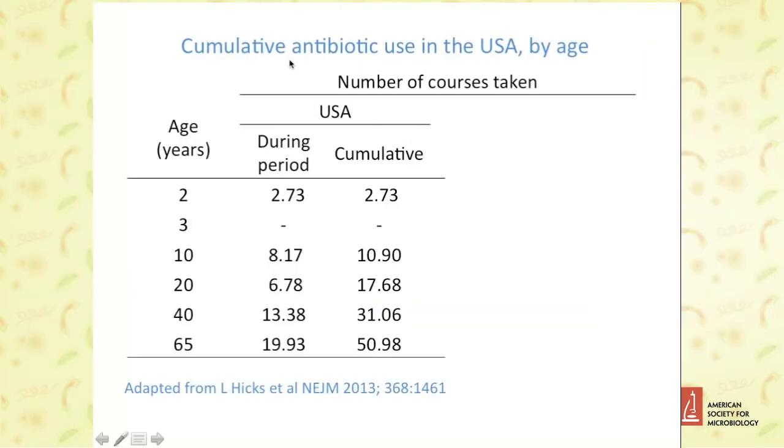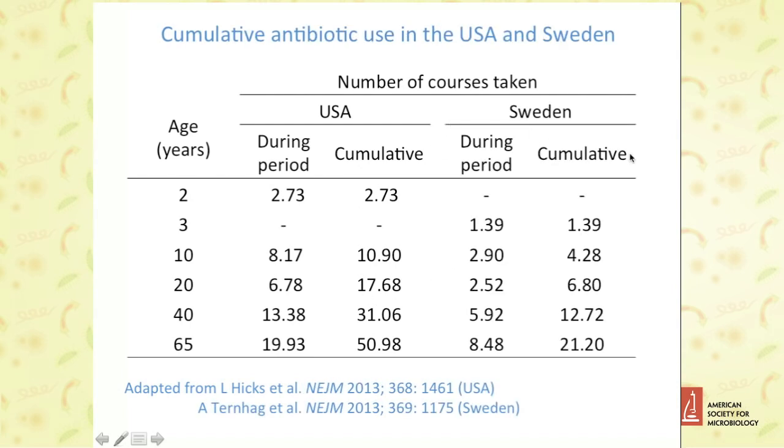So I want to go back to the CDC studies of antibiotic use in the United States. And here we're looking at the cumulative data, as I showed you before. But shortly after this paper was published in the New England Journal of Medicine, a group from Sweden reported on their data. And what we can see is that at the age of 3, when our kids have gotten about 4 courses of antibiotics, the kids in Sweden have gotten 1.4 courses of antibiotics. And at 10, when our kids have gotten 10 courses, they've had 4 courses.